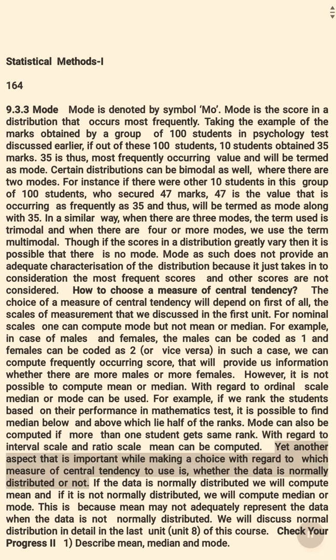Yet another aspect that is important while making a choice with regard to which measure of central tendency to use is whether the data is normally distributed or not. If the data is normally distributed, we will compute mean, and if it is not normally distributed, we will compute median or mode. This is because mean may not adequately represent the data when the data is not normally distributed. We will discuss normal distribution in detail in the last unit, Unit 8 of this course.